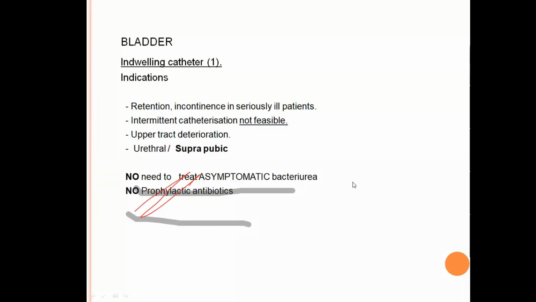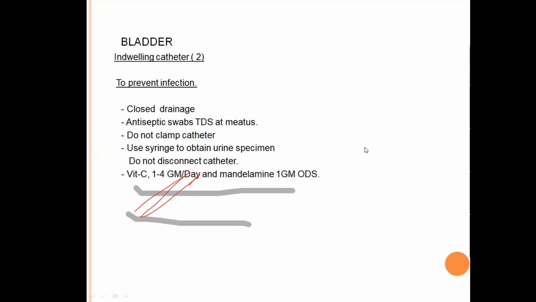Another important point, no prophylactic antibiotics. Wait, if and when there is a urinary infection, you can give them.